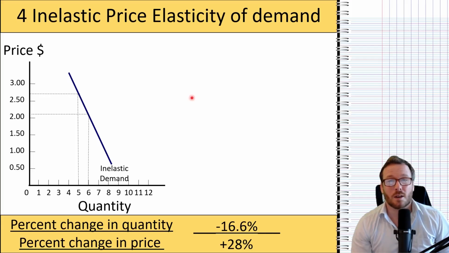So businesses are going to love it if their product is inelastic. And it's usually due to a few reasons, like not having any other substitute products available, people are loyal to a certain brand, or it's like a habit-forming product.